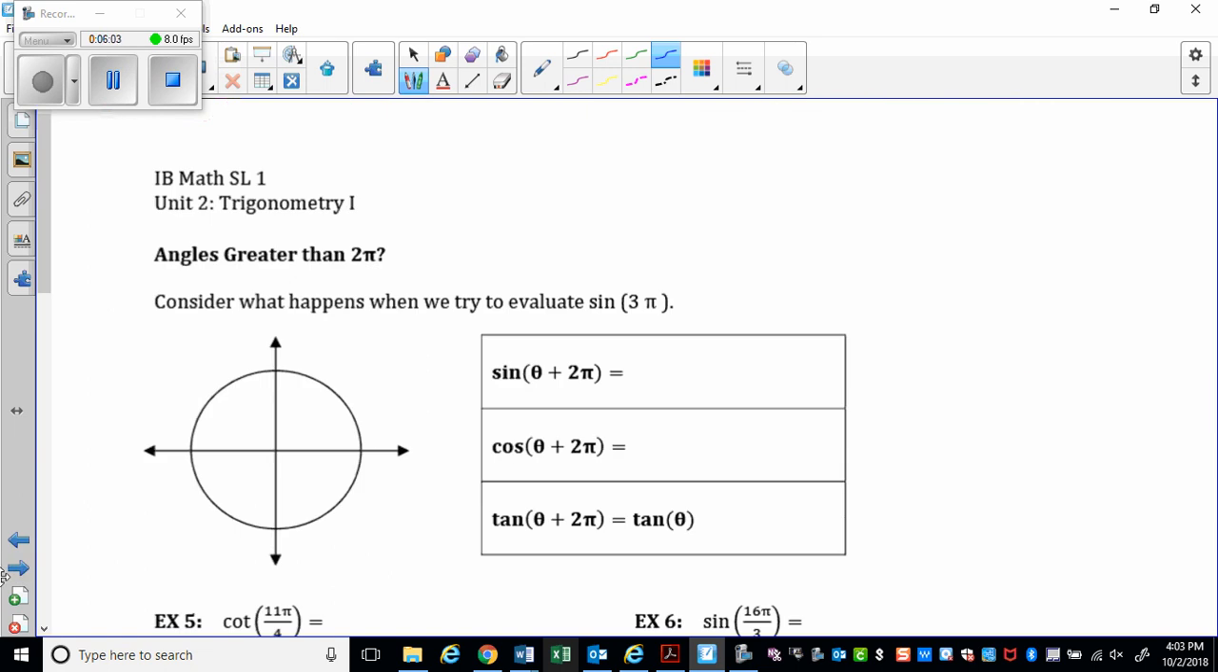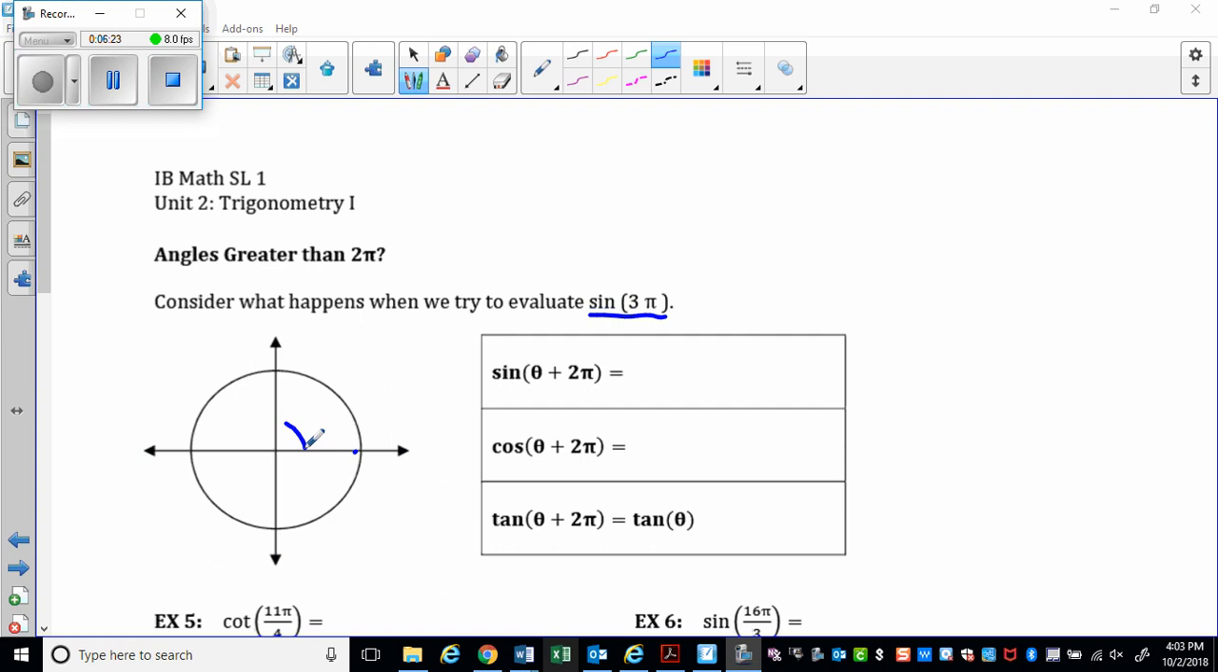Alrighty. What happens if we have an angle more than 2 pi? So consider what happens when we try to evaluate sine at 3 pi. So sine is our y values at 3 pi. So I'm going to go around the unit circle.